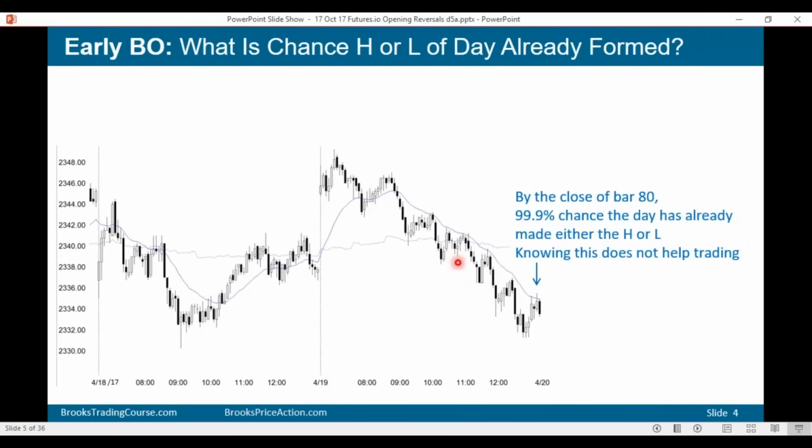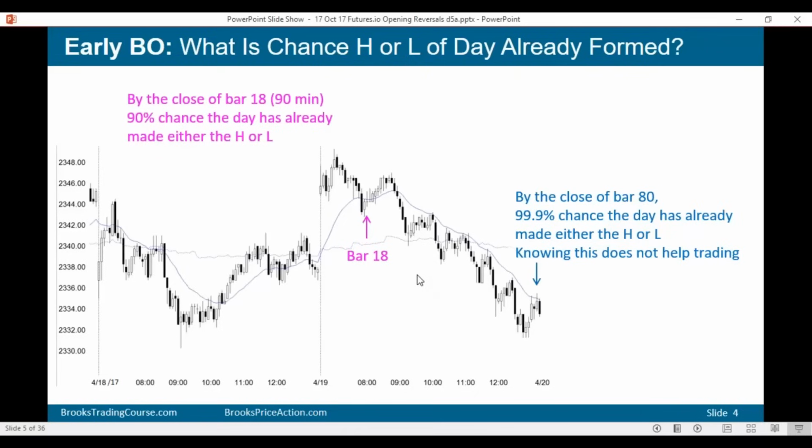There are 81 bars in the day in the E-mini. At bar 80, the next to the last bar of the day, you know there's a 99.9% chance that you've either seen the high or low of the day. And if the day is far below the high, there's a 99.9% chance this will remain the high of the day. Only one chance in 1,000 or one chance in many thousand that the market is going to go all the way back up to a new high in the final bar of the day. However, that does not help you as a trader. Big deal. You know this is going to be the high of the day, but that's not going to affect your trading.